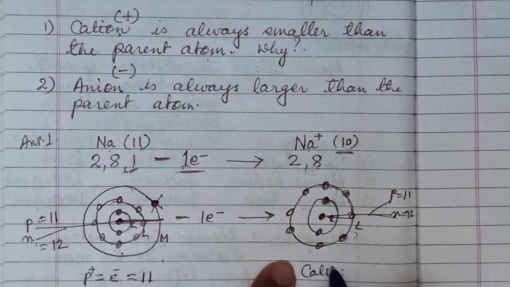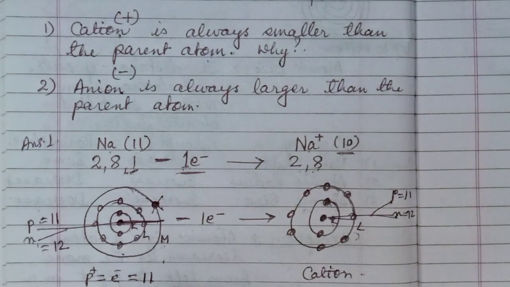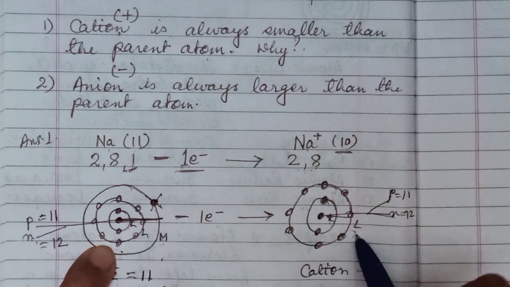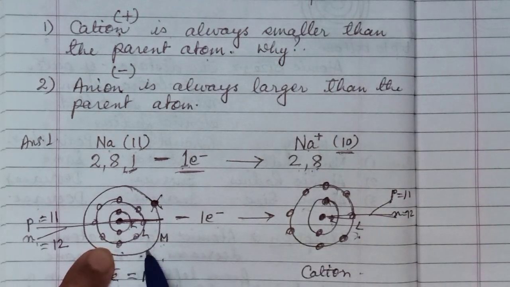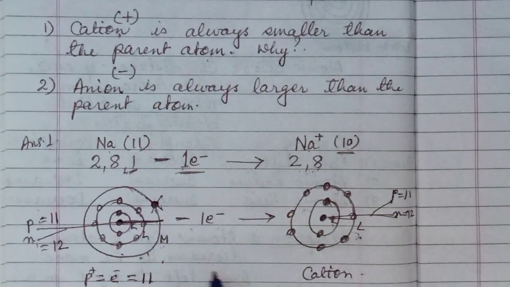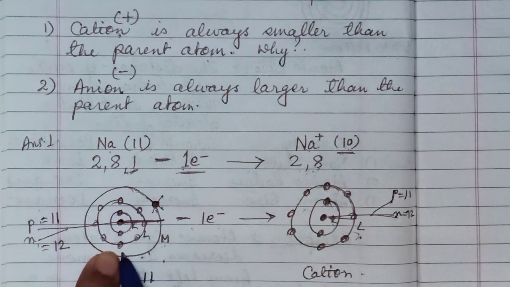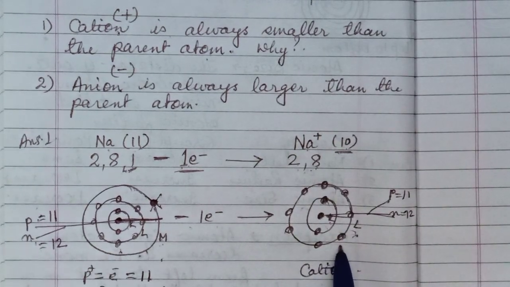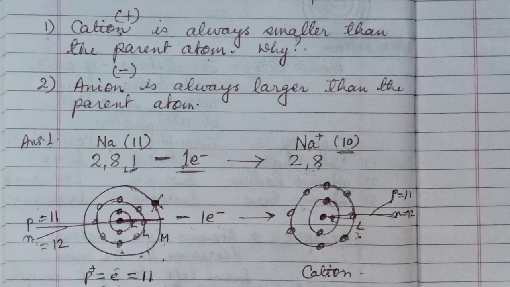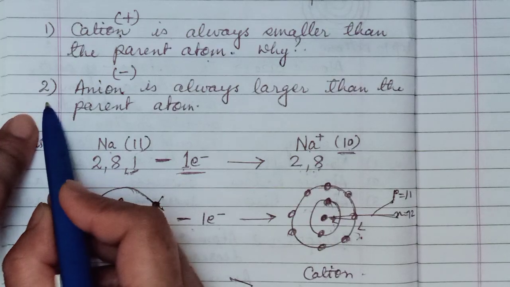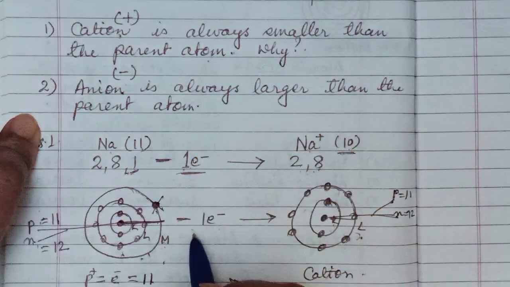This one is the cation and this one is the parent atom. In the cation you can easily notice that one shell is less than the parent atom. Why is it less? Because from that parent atom one electron has been removed. So if there is no electron present in this shell, what will remain? Only these two shells. See here, only these two shells are there, and that's why a cation is always smaller than the parent atom.